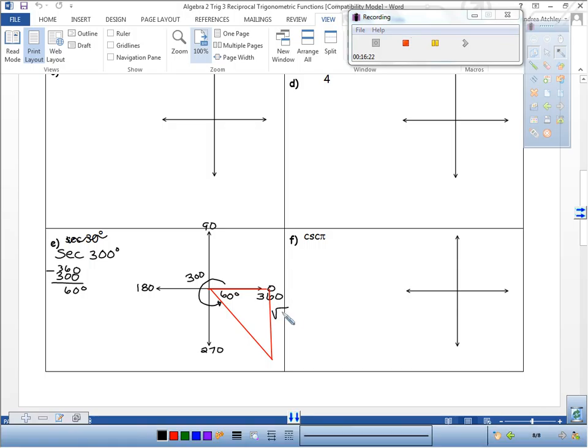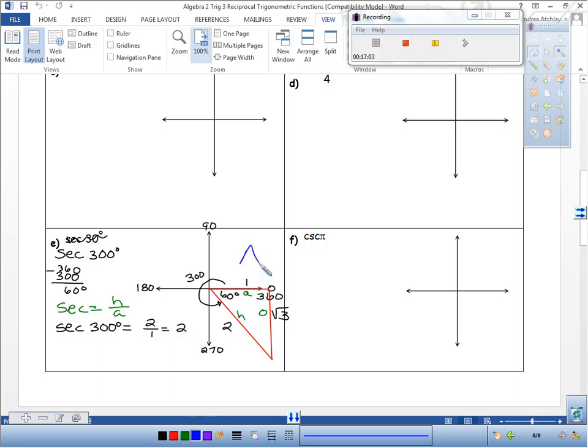Okay, so this should have been the square root of 3. This should be 1, and this should be 2. This is the opposite of 60, this is the adjacent of 60, and this is the hypotenuse. Secant goes with cosine. So secant is the hypotenuse over the adjacent. So the secant of 300 equals the hypotenuse, which is 2, over the adjacent, which is 1, so it gives me 2.